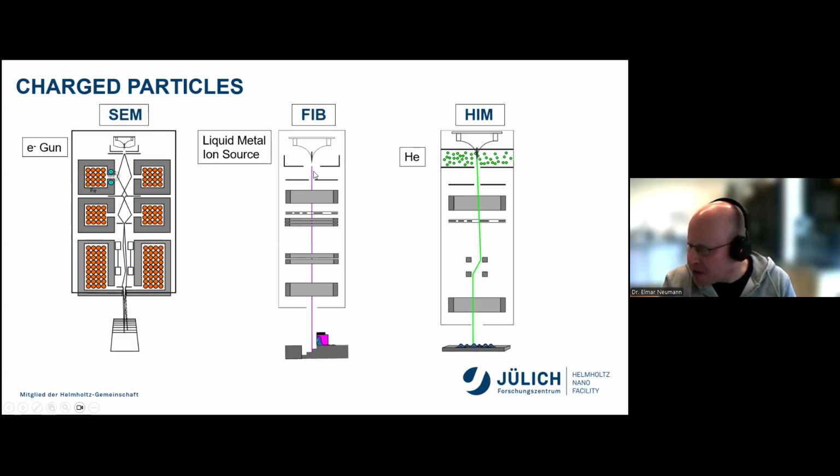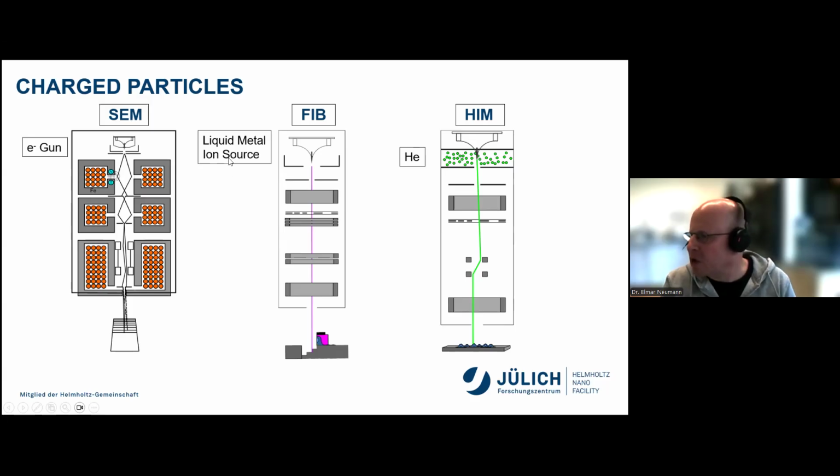and then ionized and ripped off this tip. These ions also travel through the column, and in this case we have electrostatic lenses. A fine metal ion beam is formed and then scanned over the surface in order, in this case, to manipulate the sample.